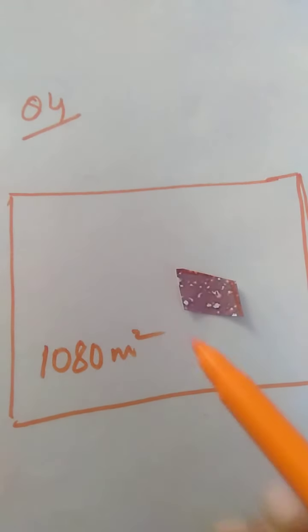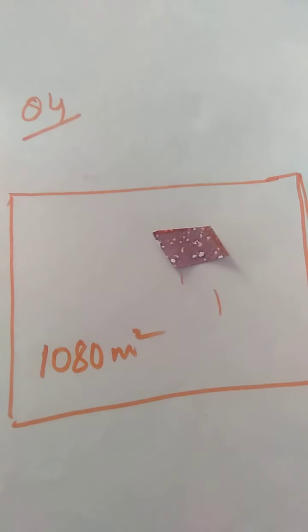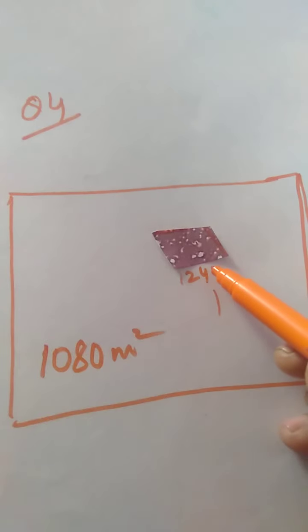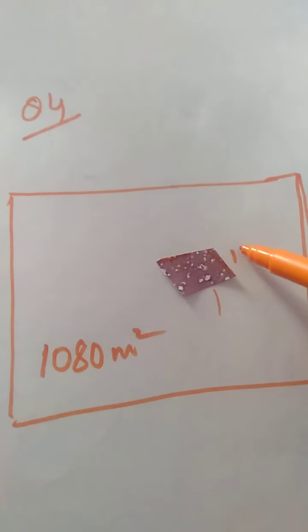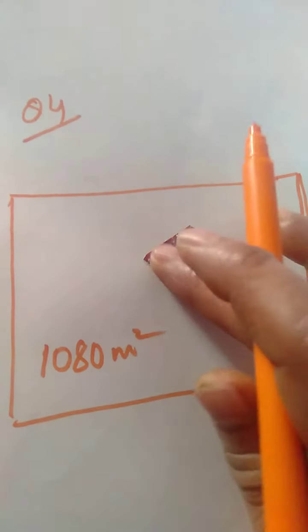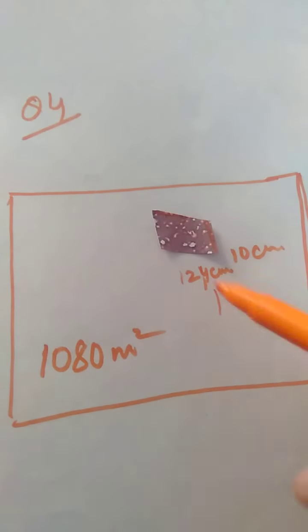1080 meter square, and the measurement of this tile is given in centimeters, as the base 24 centimeter and this height as 10 centimeter. So this total area is to be covered up with the tile. Now we need to find out how many tiles will be required.